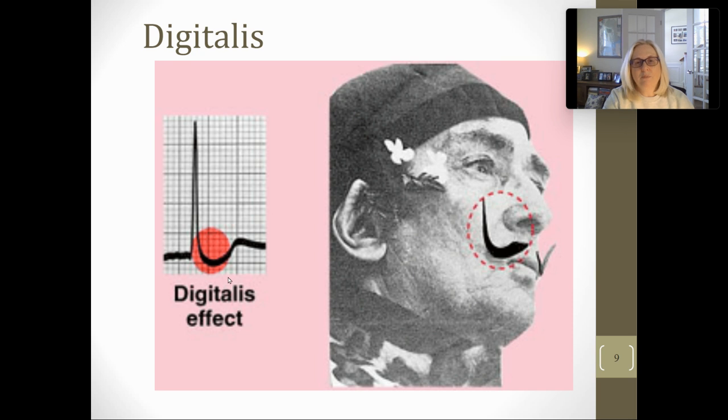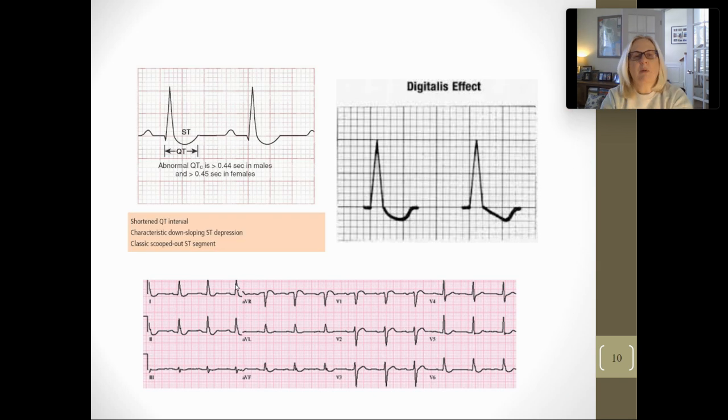Okay, so digitalis is the effect from taking digoxin, the medication. So know the difference between the two. Digoxin is the medicine. The effect, the scooping effect that happens to the EKG, is called digitalis. So let's take a look again right here. This is a really good example here.